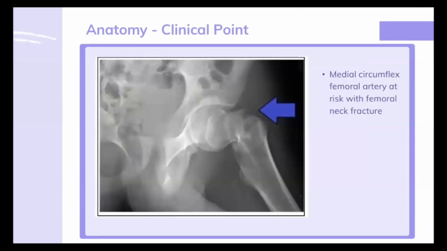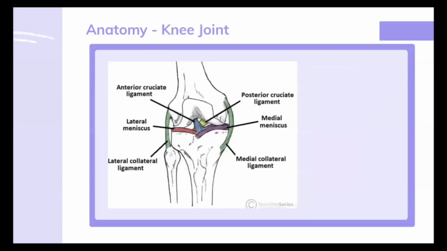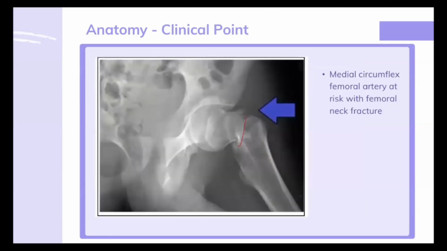So this is the clinical point again. This is the fracture of the femur. As you can see, it's from the surgical neck here. Let me actually remove this marking so you can see it again. Okay. Again, just have a look at it, have a really good look at it. You can see that it's broken right at the femoral neck, sorry, and so the medial circumflex femoral artery is at risk.